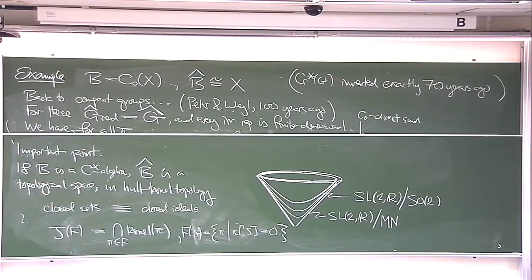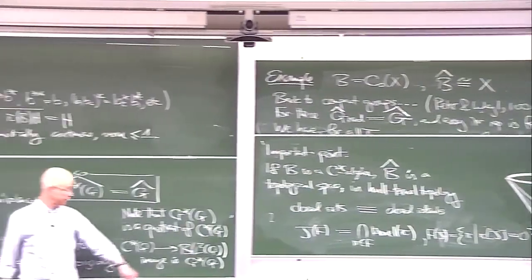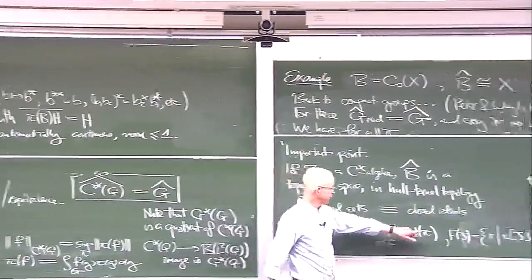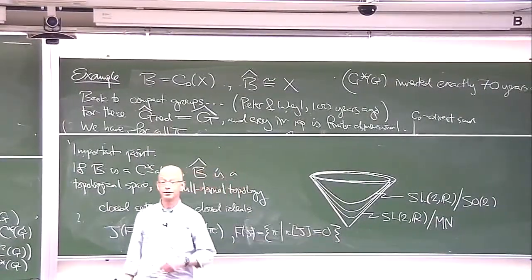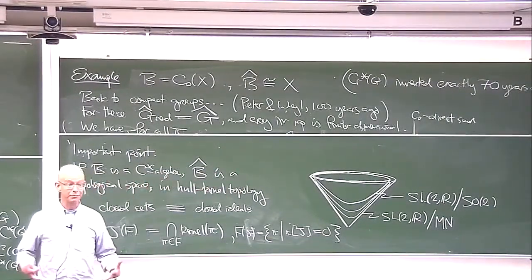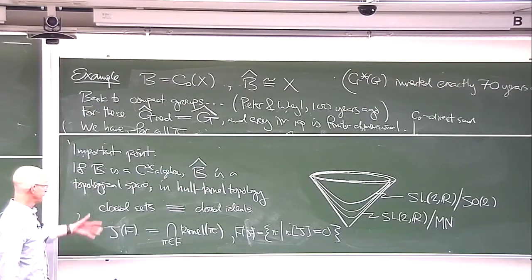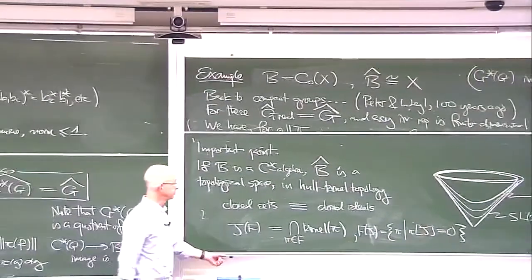So here are two operations. One takes a closed set and builds an ideal, and the other takes an ideal and builds a set. And the sets that you build in this way are by definition closed sets. You just decree them to be closed sets. And when you do that, you get this topology on the space.